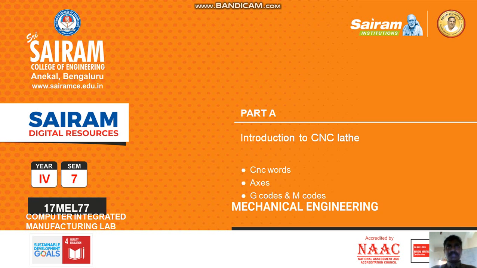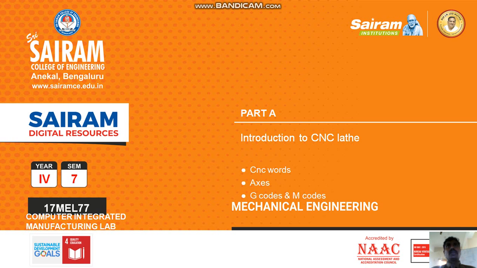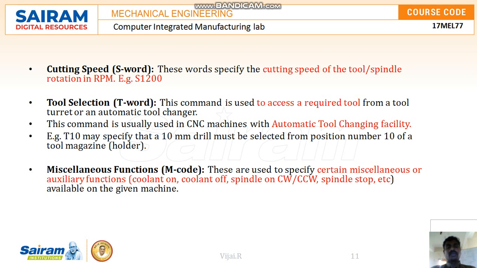Yes, in this video we are going to discuss the NC words and the axes of CNCs. The NC words we have already discussed: what is N, and what are G codes. Here, the letter we are going to discuss is S, which indicates speed. Earlier we have seen what is feed. F is the feed and S is the speed. Speed is the spindle rotation, F is the feed.